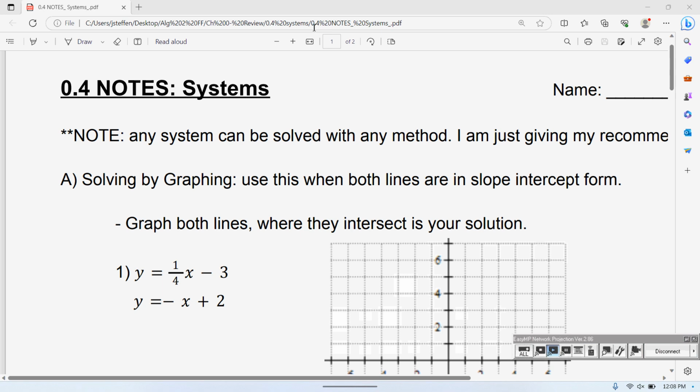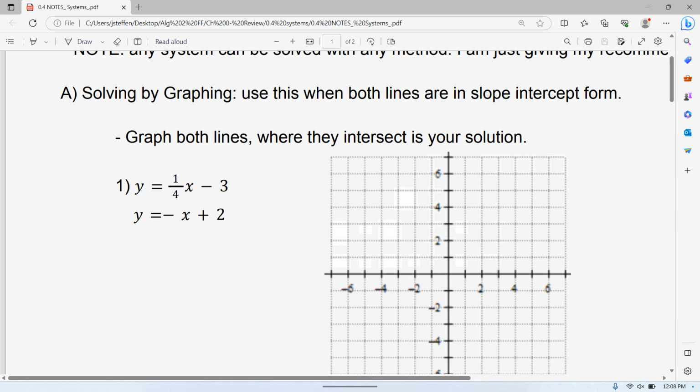The reason I'm telling you that is because that's the easiest way to do it. So all these problems can be solved with any method. The only reason I said, for graphing, to use it when both are in slope intercept form is that that's the easiest way to do it, and that's what you need to set them up as, or that's what I would recommend.